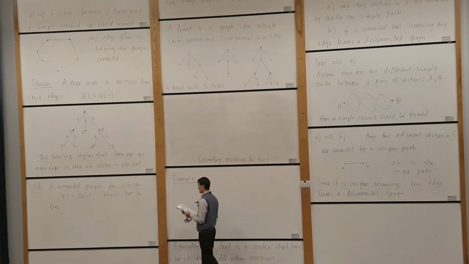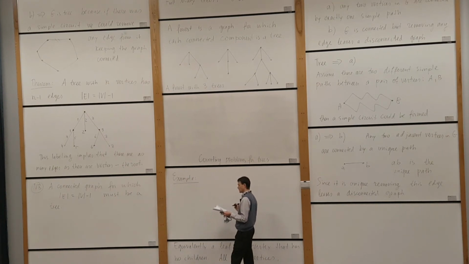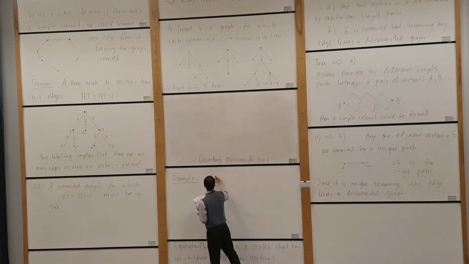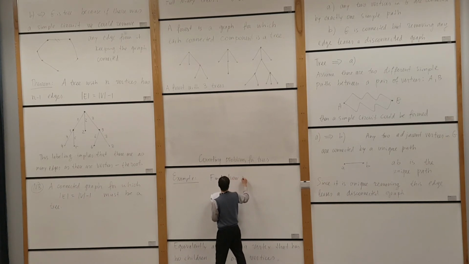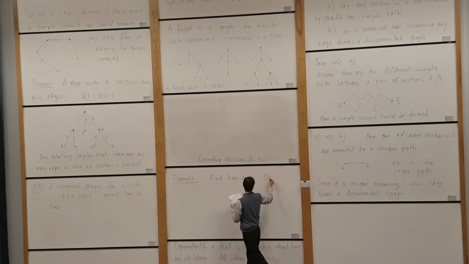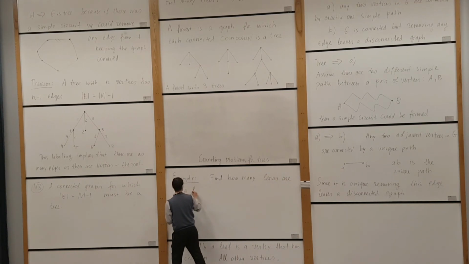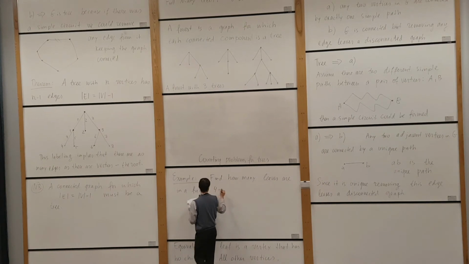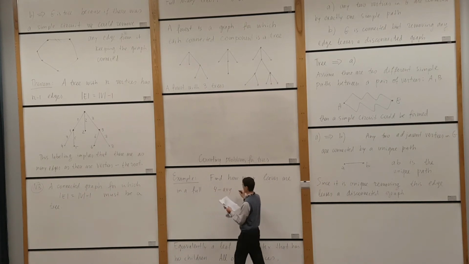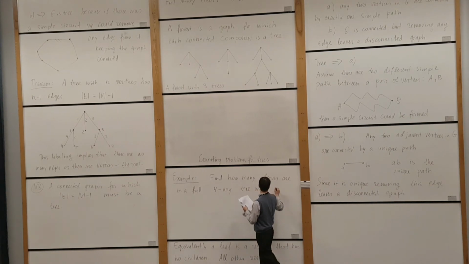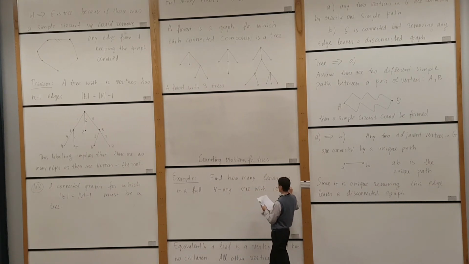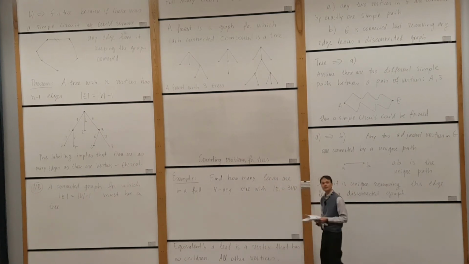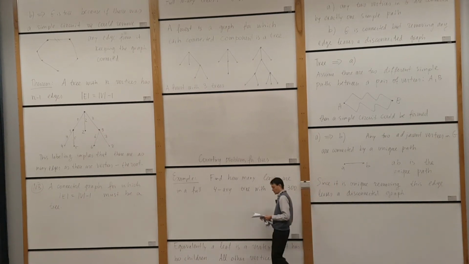Find how many leaves are in a full quaternary tree, or four-ary tree, with the number of edges being 300. Right, so how to do this problem?